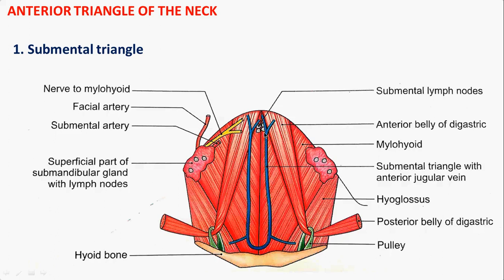So what are the contents? These are the submental lymph nodes, anterior jugular vein, and submental vein that joins the anterior jugular vein.